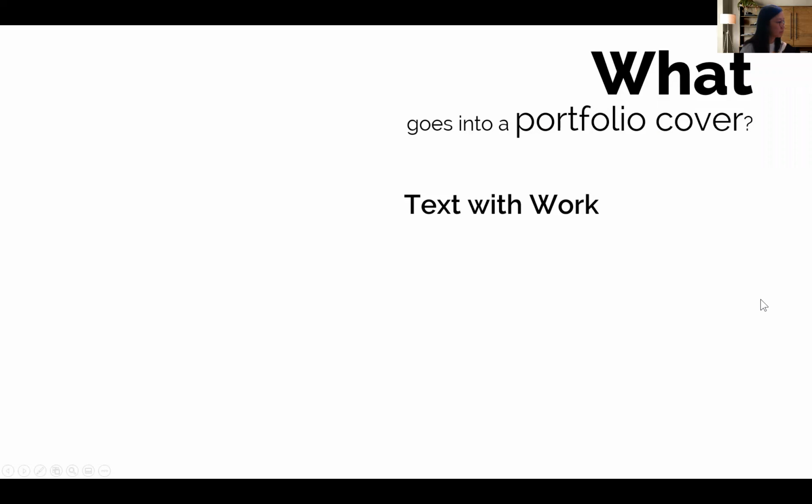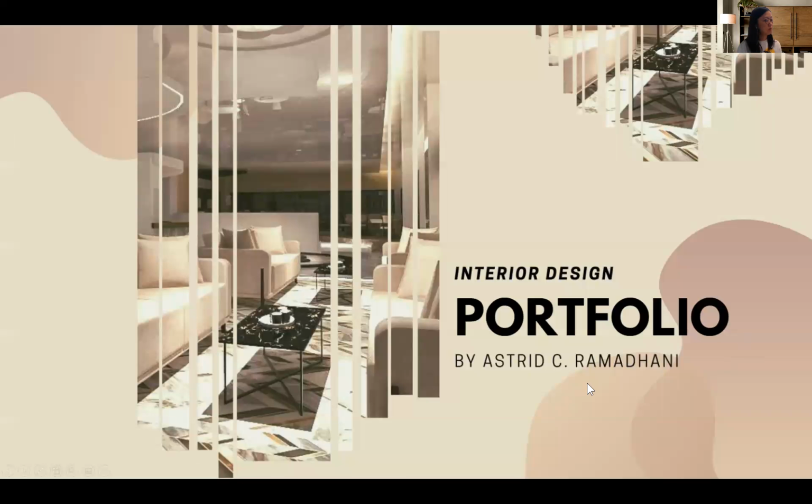Next example is text with your own works. Most of the examples I brought from isu.com. You can go ahead and take a look at the first, second, or third page and take a look inside their portfolio, and you'll see the difference between when the designer maintained the consistency from the cover to the project page or not.